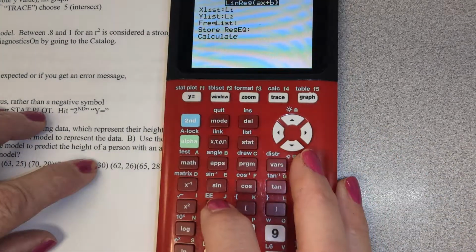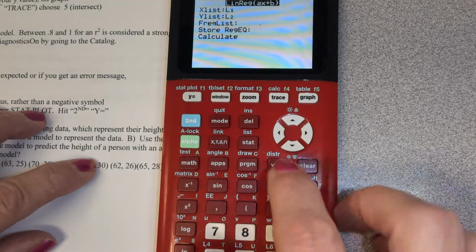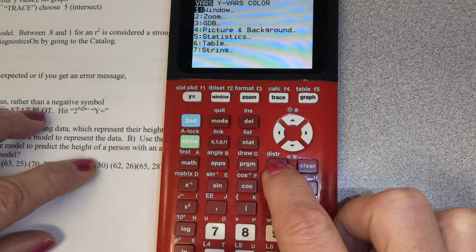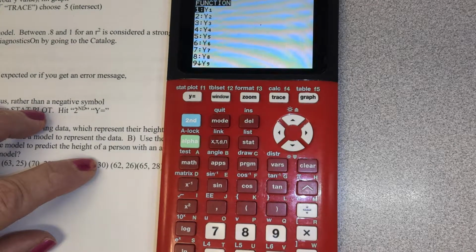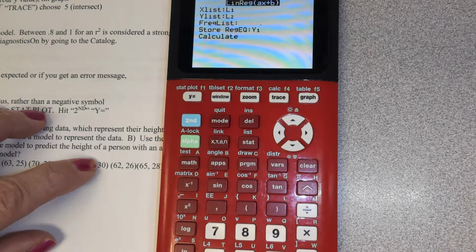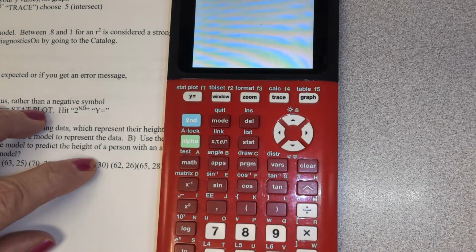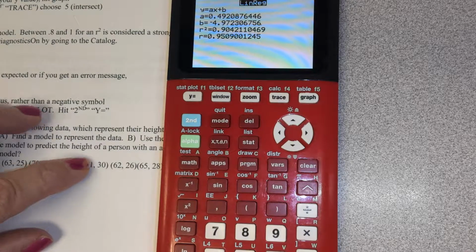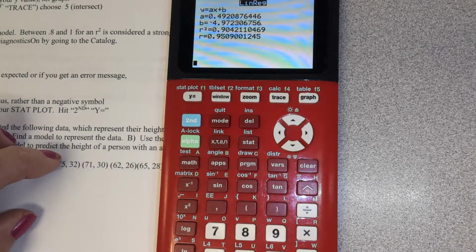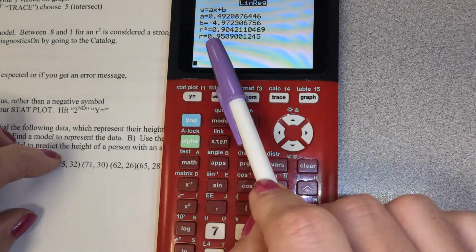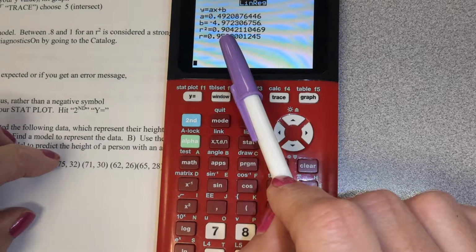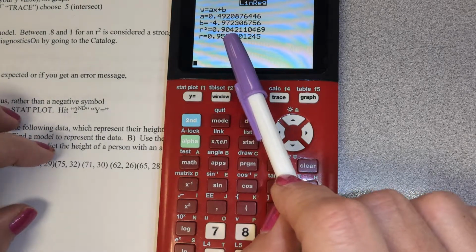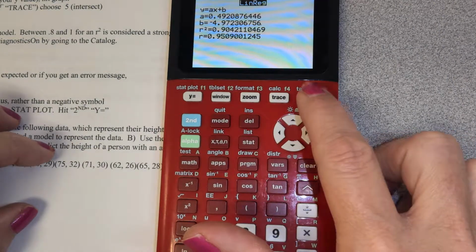Then I want you to be able to store the regression equation. So to store it, we go to vars, yvars. It's a function, so we're going to push Enter, and we're going to put it into y1. That means after I push Calculate, all those values are going to get stored into y sub 1. Now, see how our r squared value is 0.904? That's fine. As long as it's above 0.8, that means it's a fairly good representation. Go ahead and hit Graph now.